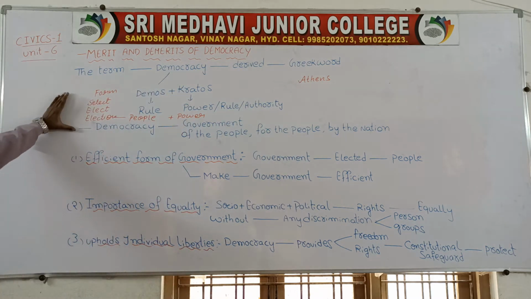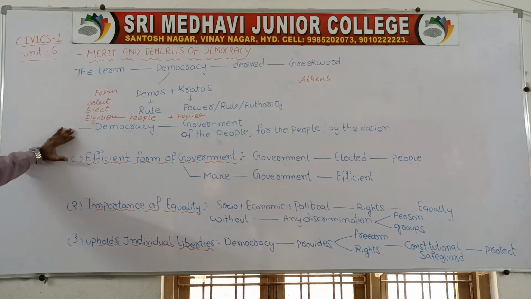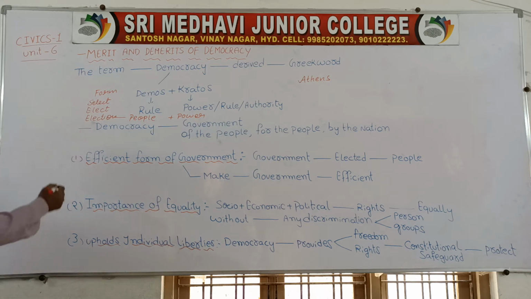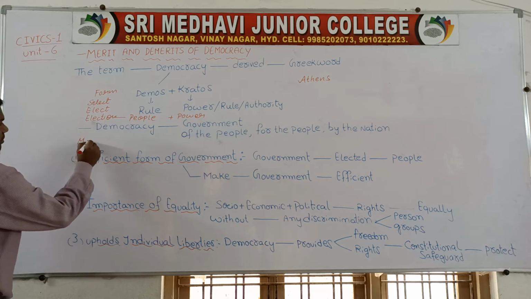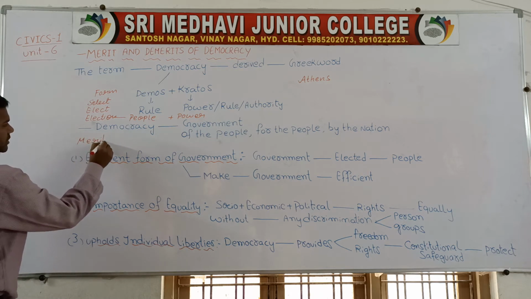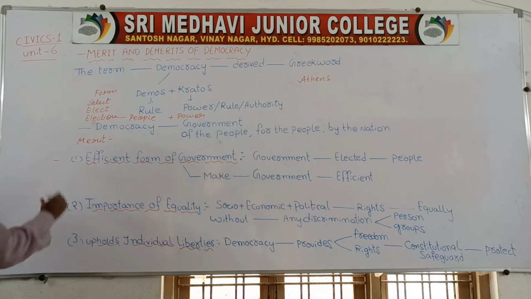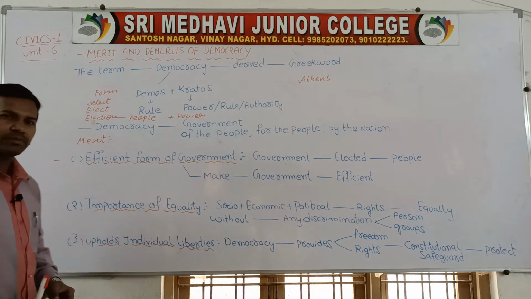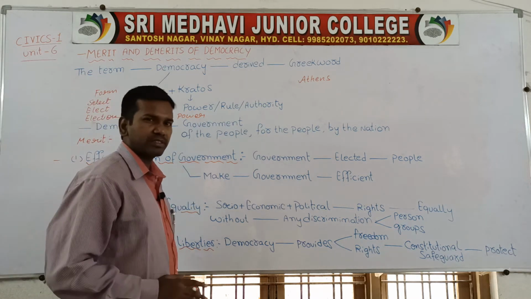So this is about a democracy concept. Next, coming to the point, efficient form of government. Now we are discussing the merits. When we are talking about the merits, what are the important merits you find? First one is efficient form of government. In a democratic form of government, the government is quite efficient.